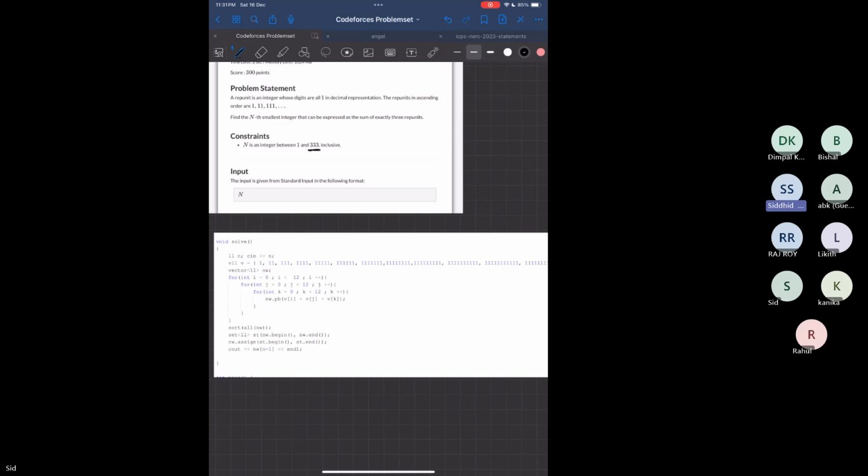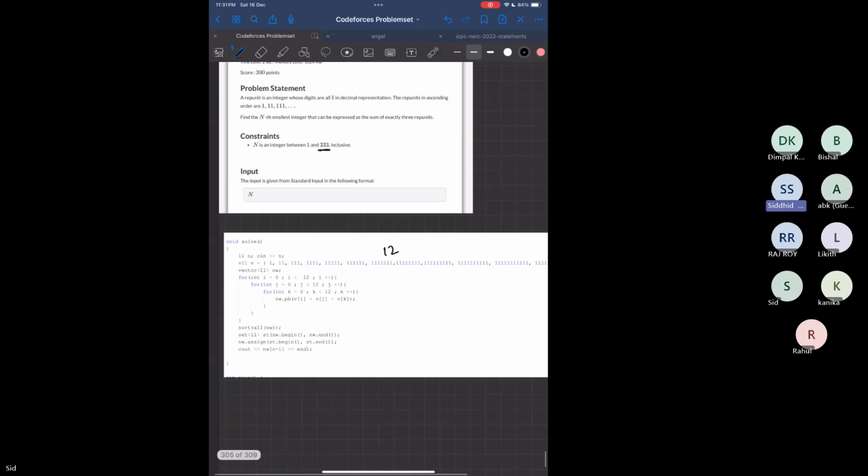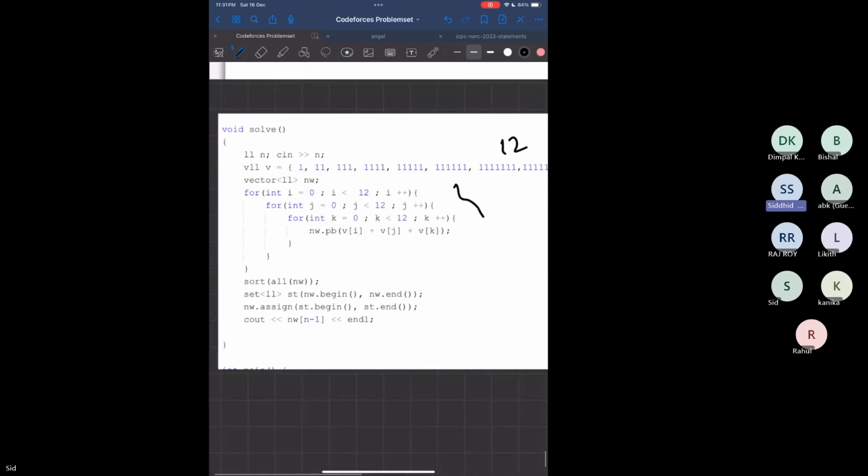So what I did was initially store all of them in a vector, and since it is just of size 12, I can basically create all the numbers which we can create by summing exactly 3 of them. So basically I did 3 for loops all till 12 and I inserted Vi, Vj and Vk.